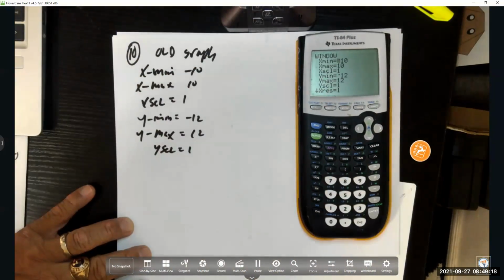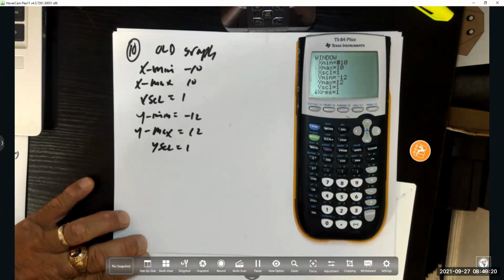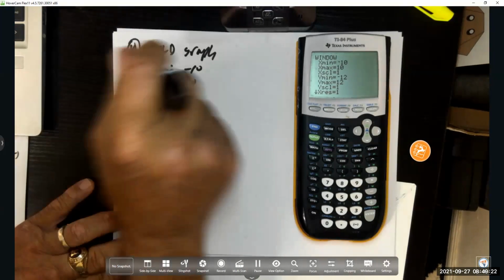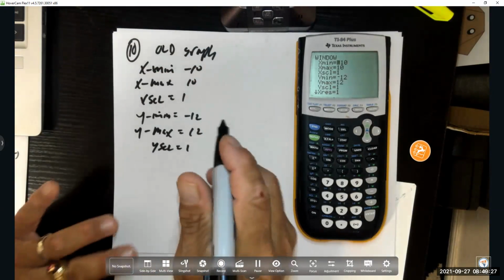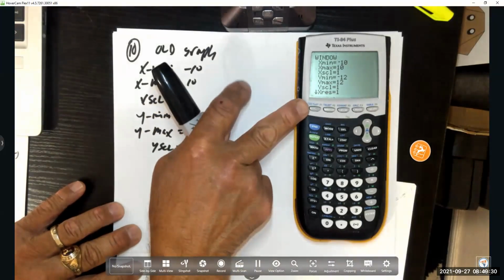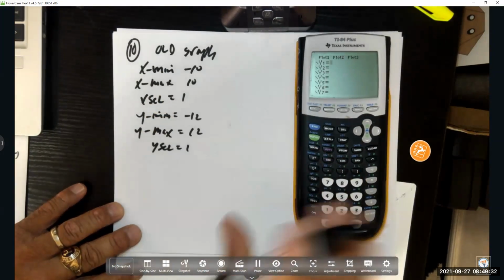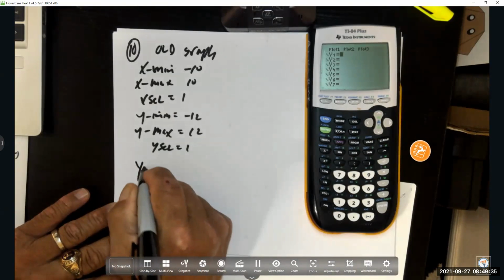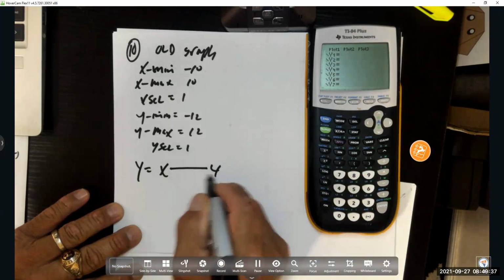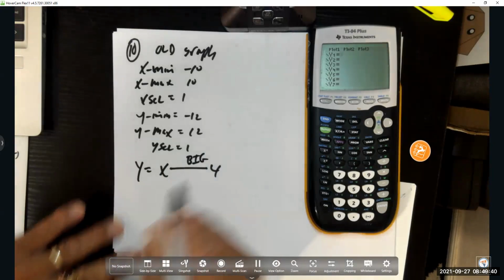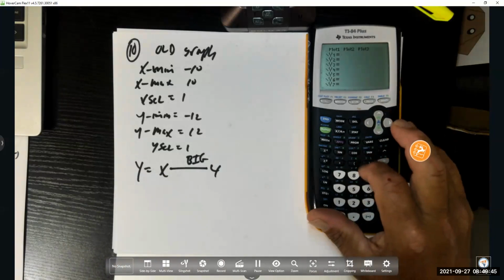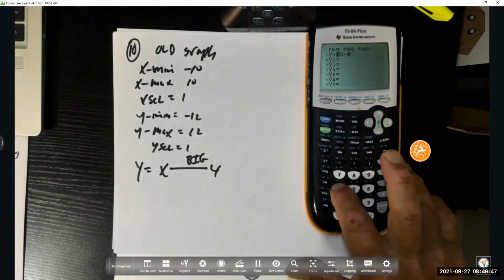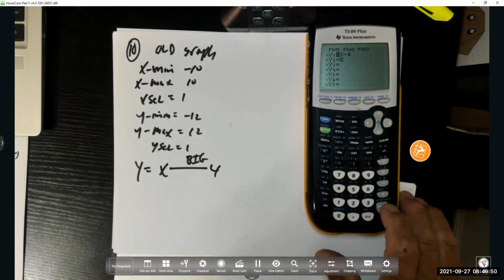All right. So now, do your numbers match my numbers here? Yes or no? You have the little minus sign 10, the 10, the negative 12, the 12. Okay. So now, if you do have it, hit the Y key right here. And you're gonna put this: Y equals X minus 4. Big minus sign. Okay. So I'm gonna put X minus 4. Hit enter. And now hit graph.